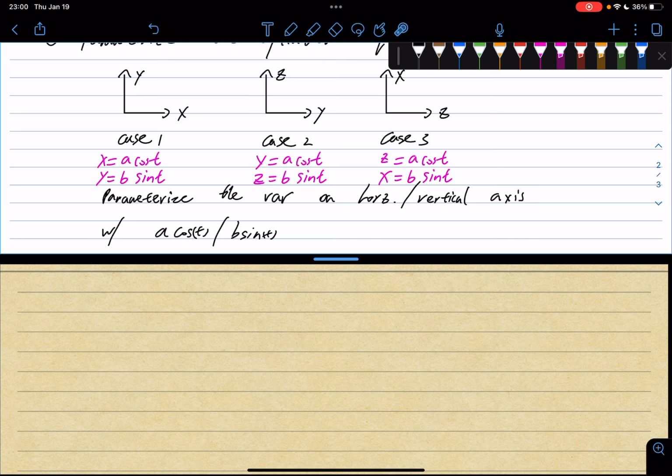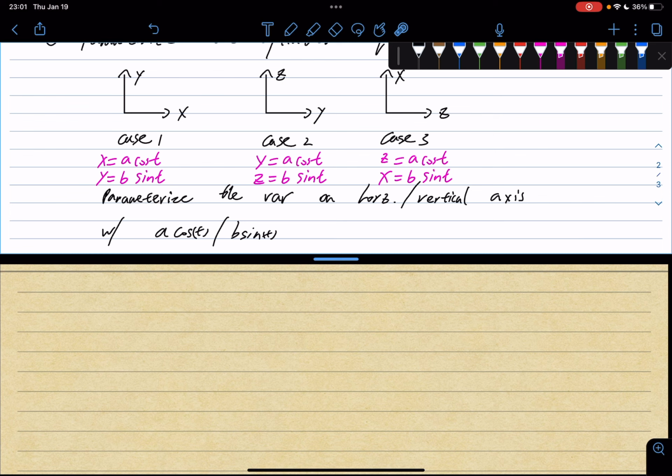These are your three options that you can use. To parameterize these in these three different scenarios, you can parameterize your variables in these fashions. Any of the horizontal variables, horizontal axes, should be written as a cosine of t, a cosine of t. And any variable that's on the vertical axis should be written with b sine of t.